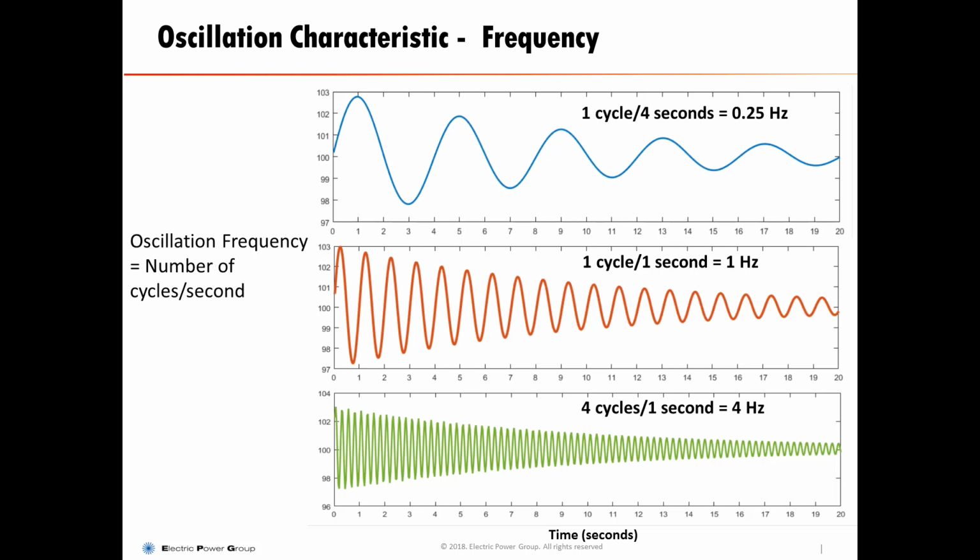First, let's spend some time on what oscillations look like and how we characterize them. Oscillations are first characterized by modal frequency, which is the inverse of one cycle time in seconds. For example, a power signal that swings back and forth one full cycle every 4 seconds is considered to oscillate at 0.25 Hz. One that swings one cycle per second is considered to oscillate at 1 Hz. One that fluctuates at 4 cycles per second is considered to oscillate at 4 Hz.